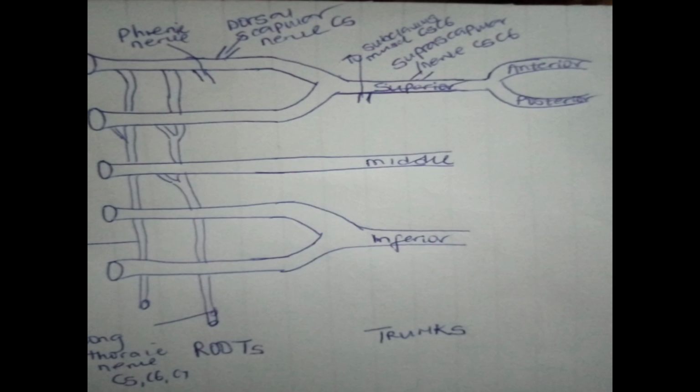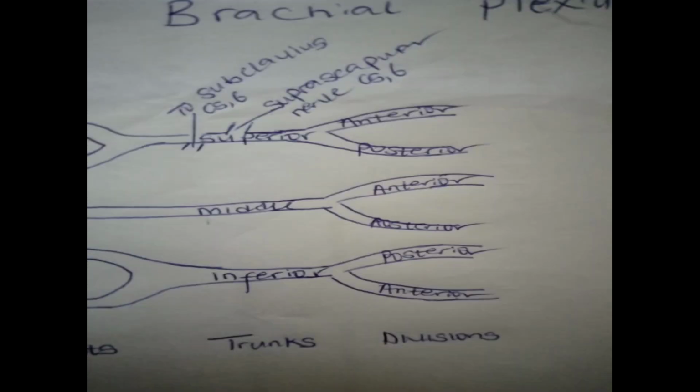We proceed to the divisions of the brachial plexus. How are the divisions formed? Each of the trunks of the brachial plexus divides into two. So we see the superior trunk dividing into two, forming an anterior division and a posterior division. The middle trunk also divides, and so also the inferior trunk, into anterior and posterior divisions. So we'll have an anterior division, an anterior division, and an anterior division.